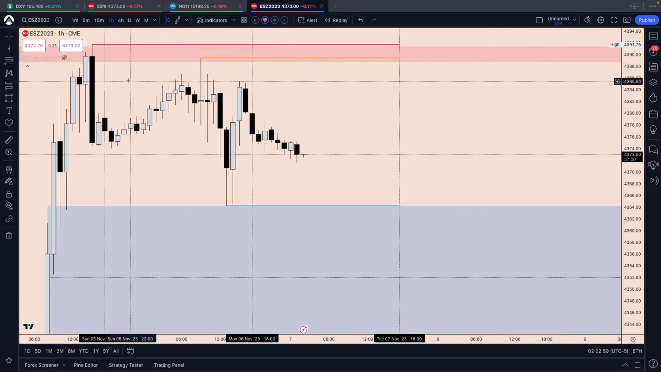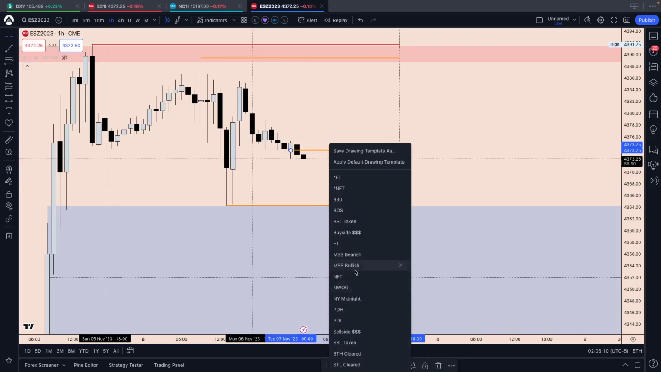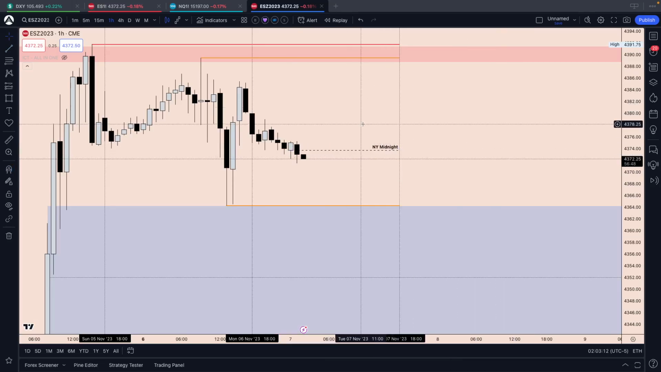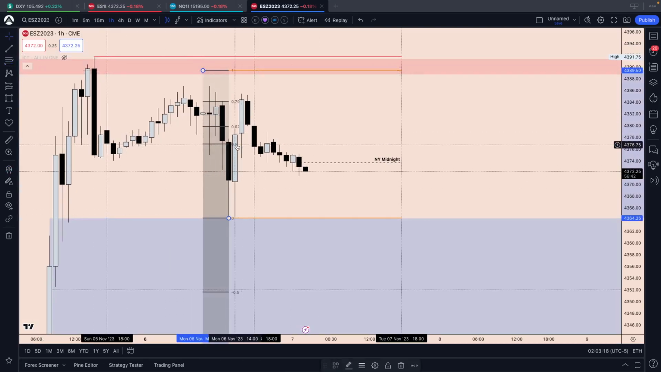All right, then let's also grab that New York midnight level. Midnight comes in right here on this candle, so we're below midnight right now. New York midnight. And what else would be interesting? Let's look at the daily range from high to low. 50% from yesterday comes in right here.